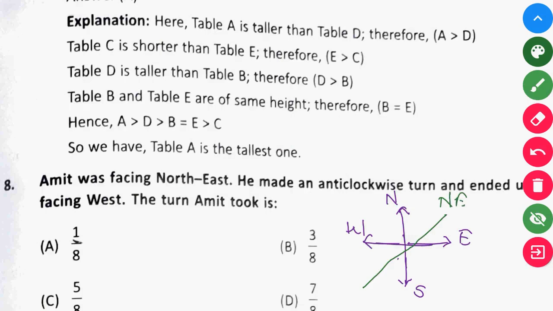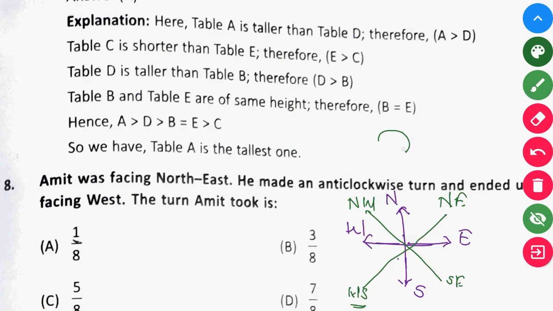This is northeast. This is west, southwest. This is northwest and this is southeast. Okay. In between main directions. Now he is facing towards northeast and he takes an anti-clockwise turn.